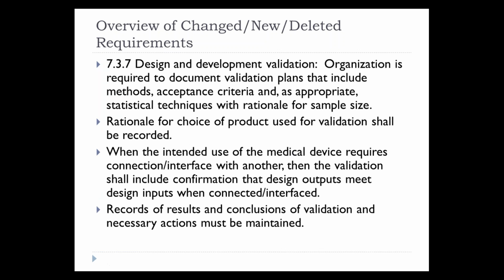7.3.7 talks about design and development validation. The organization is required to document validation plans that include methods, acceptance criteria, and as appropriate statistical techniques with rationale for sample size. Again, it's going to depend on the type of medical device and the quantity of devices. So the requirement for validation here mirrors the requirement for verification we saw on the prior slide. You have to rationalize the choice of product used for validation and record that.